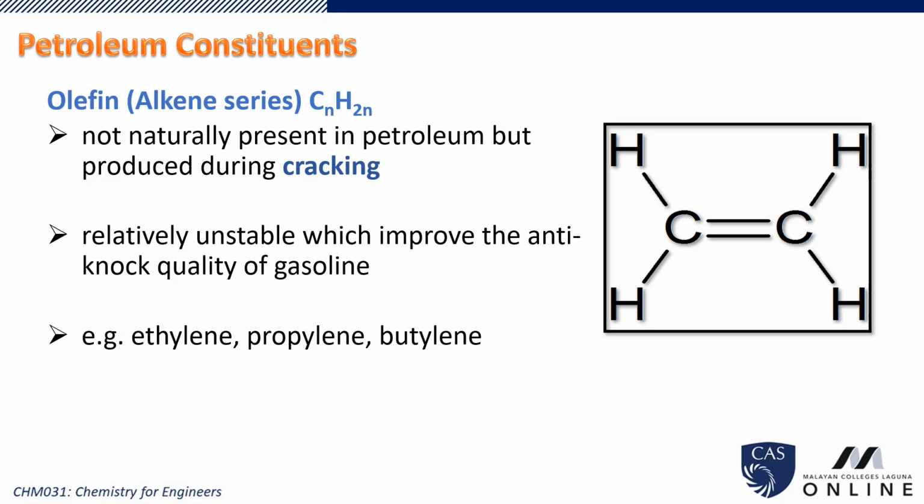Next, we have olefins or alkenes, and they follow the formula CnH2n. They are not naturally present in crude oil, but they are produced during the cracking processes, and they are more reactive and contribute to improved fuel performance.